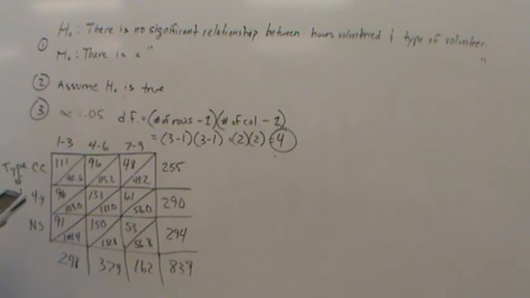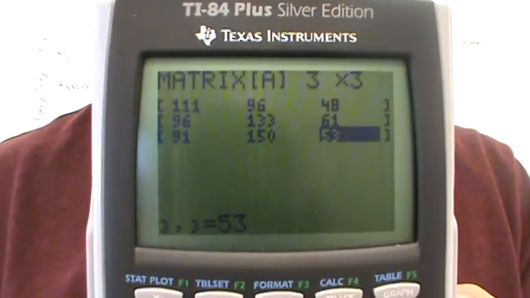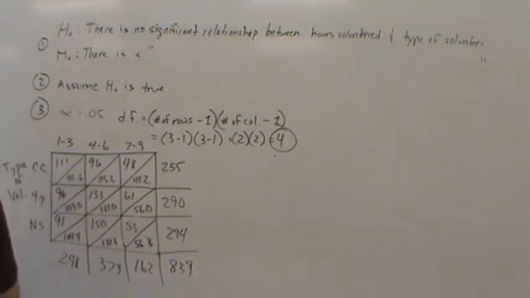So these are going to be my observed values. So I'm going to put in 111, 96, 48, 96, 133, 61, 91, 150, 53. Okay, now there are my numbers. So now I'm done. So now I'm just going to quit out of this. Okay? So if I go to second quit, now, here's the thing.